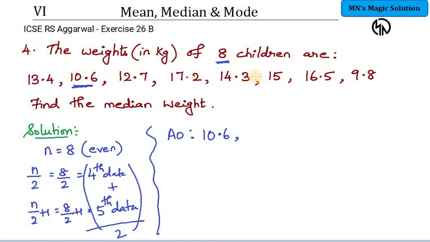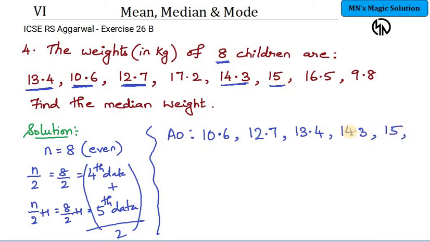Then 11. Is there any 11 data? No. 12 data? Yes. Here we have 12.7. So it is 12.7. And then 13? Yes. 13.4 we have. Any other 13 data? No. 14? 14.3 we have. 14.3. 15? Yes. We have 15 here.